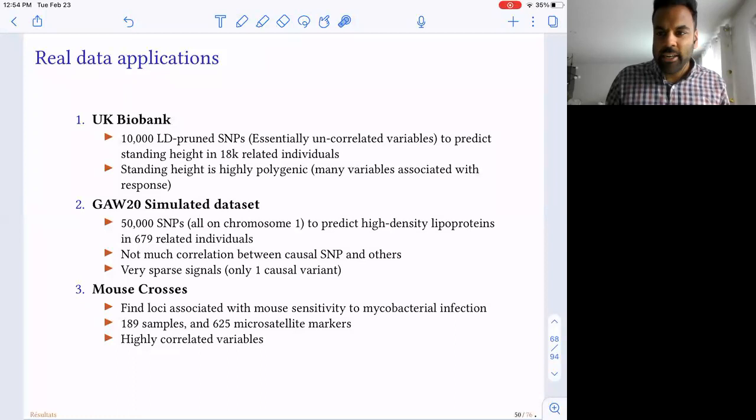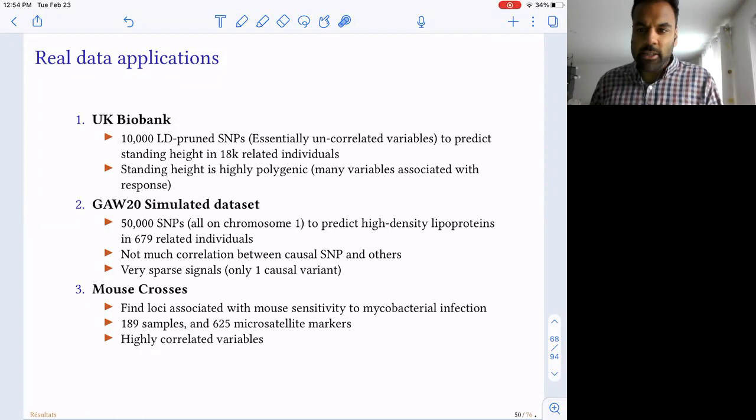For the related individuals here, we used the KING software to estimate relatedness. It gives some degree of relatedness, and that's why we picked the 18,000 most related. And as was mentioned previously, standing height is very polygenic. We also used two other data sets, each one with a different feature. So again, UK Biobank was highly polygenic.